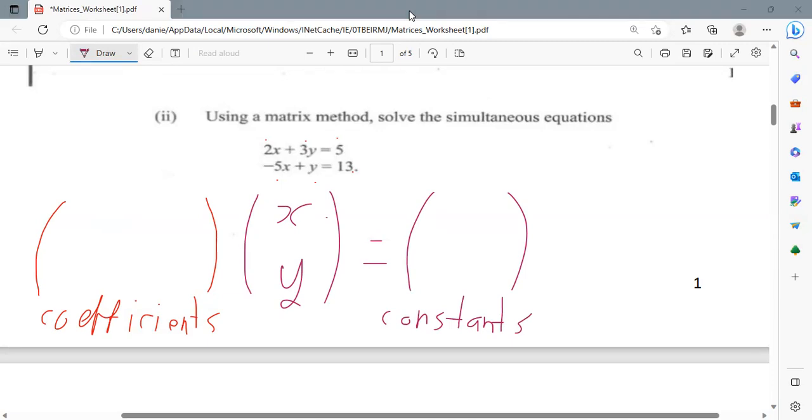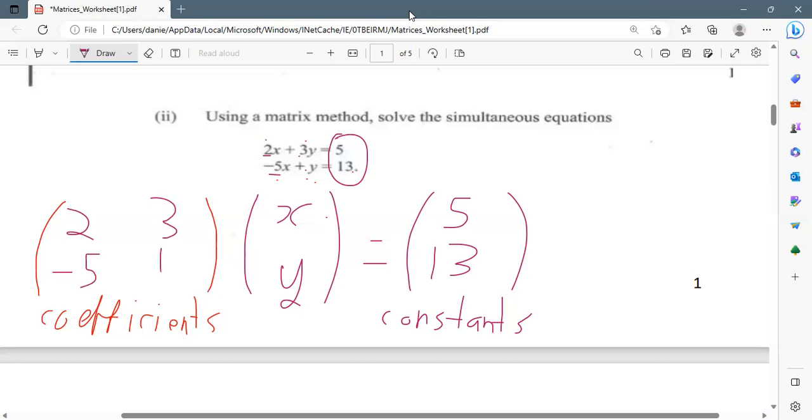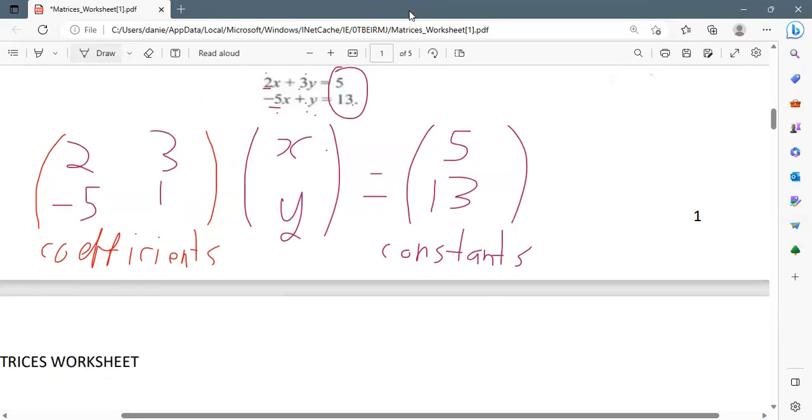So here, the constants are basically the things on the other side of the equal sign. In the order it's already in, it would be 5 and 13, that is the constants. Your coefficients are literally the numbers before the letters. So it'll be 2, 3, -5, and 1 is understood here. So that'll be 2, 3, -5, and 1. Okay, and you're basically set up already.